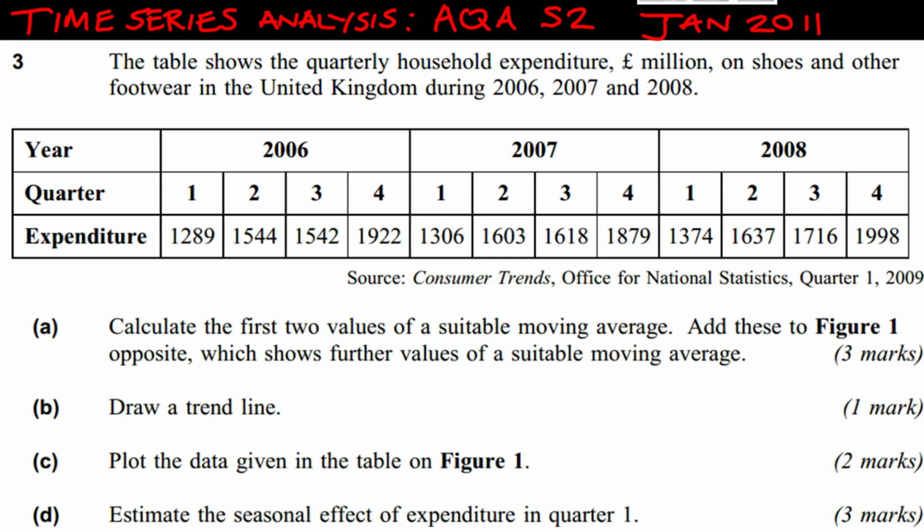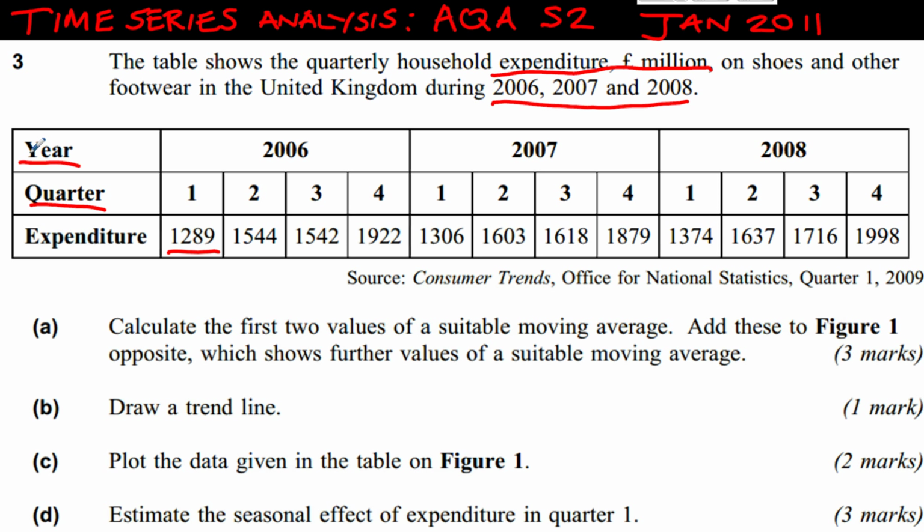The table shows quarterly household expenditure in millions on shoes and other footwear in the United Kingdom during 2006, 2007, 2008. That's set out in a table. So what have we got here? Looking into the table, we've got expenditure. There's 12889 as the first one, broken down into quarter and year. And then we've got 12 quarters here.